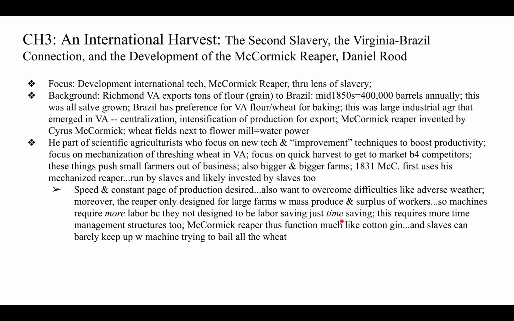Okay, that's the really important thing here, because increasing the rate of surplus value as well as getting the grain to market before competitors, this is what the technology facilitates. It does not make things in any way easier for workers. And I would say this is how capitalist technology in general works.